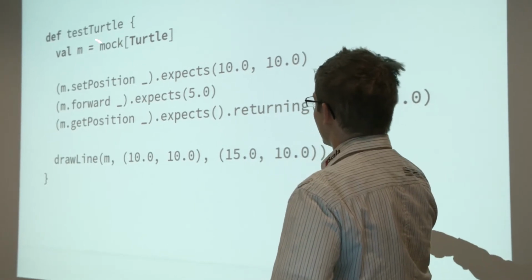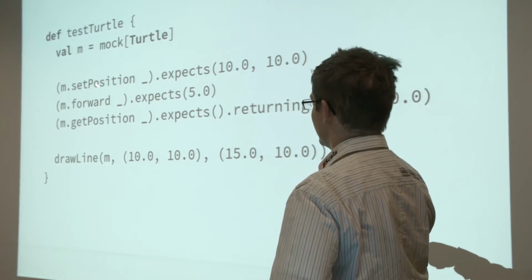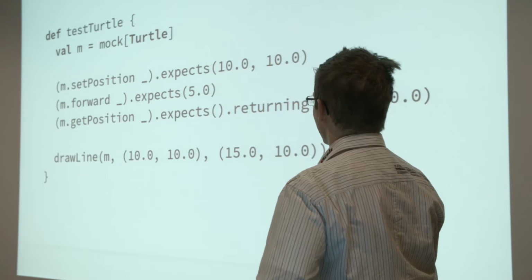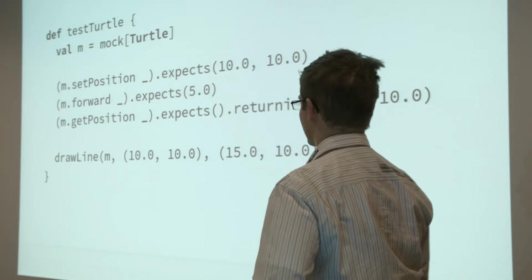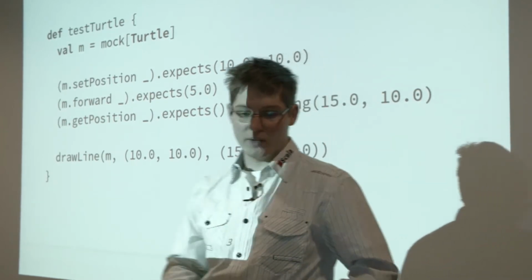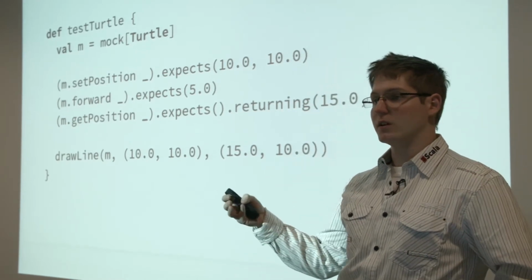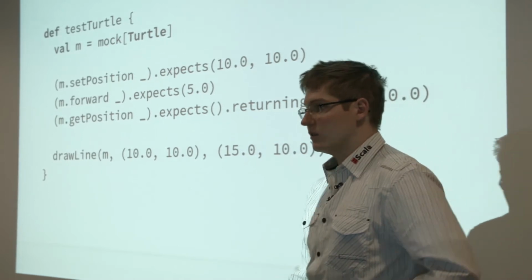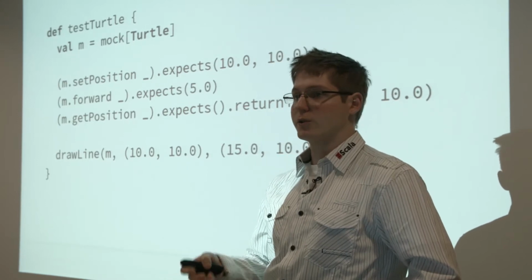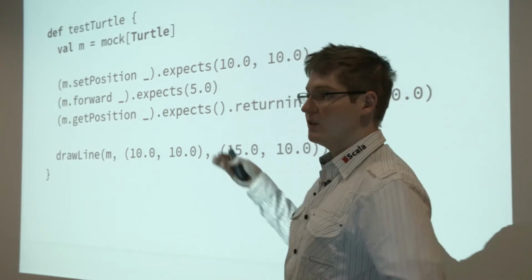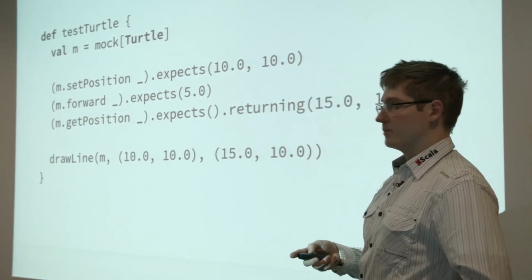Then you would create a mock object and tell it, I expect that this function calls setPosition, then calls forward, and then calls getPosition. You say, I'm expecting these arguments, and that return value. Then you call that function, and ScalaMock will try to figure out if all these function calls happened in the right order, in the right way. In some sense, you can see it as a generalization of unit tests. In unit tests, you usually test the return value, and here you can also check some intermediate results or intermediate calls.